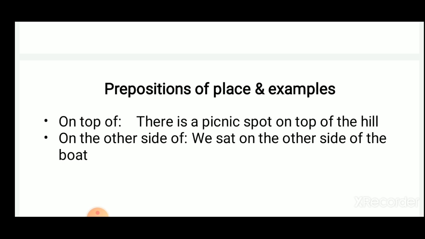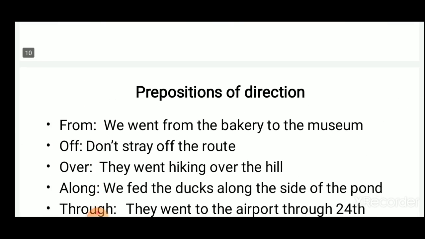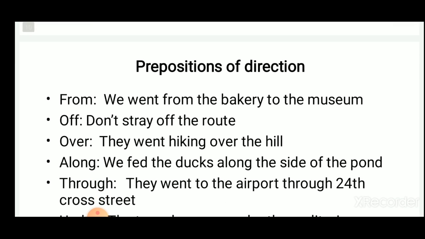On the other side of. We sat on the other side of the boat. Now we move towards the prepositions of direction. The first is from. We went from the bakery to the museum.